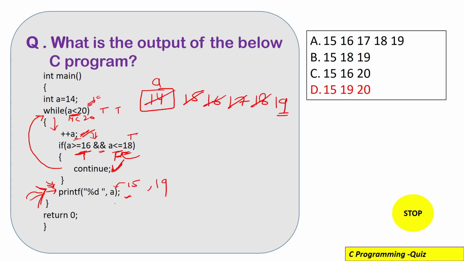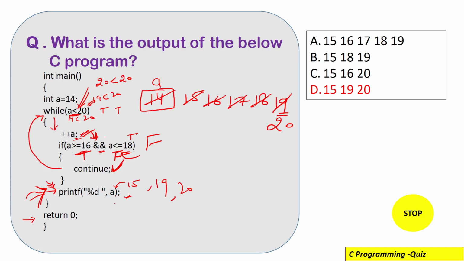Now I will come here again, and 19 is lesser than 20. So I will first increment this a, and it will be 20. Now again we come to the if and say 19 is greater than 16, yes, but it is not lesser than 18. So it is false, and we will come to this printf and print 20 here. Now finally this while loop will be false, because the loop is checking whether 20 is lesser than 20, which is false. So we will come to return 0 and come out of this program. Finally, my output will be 15, 19 and 20.